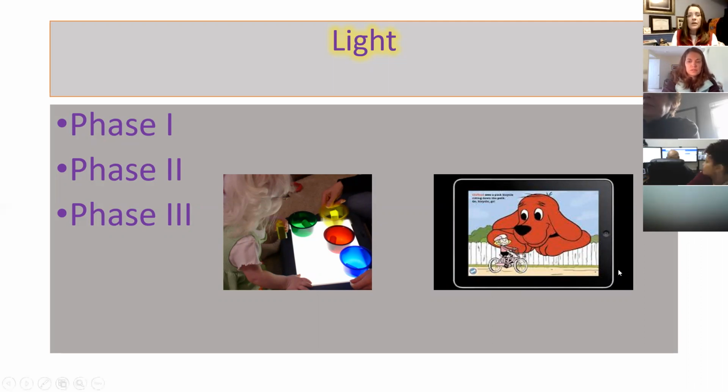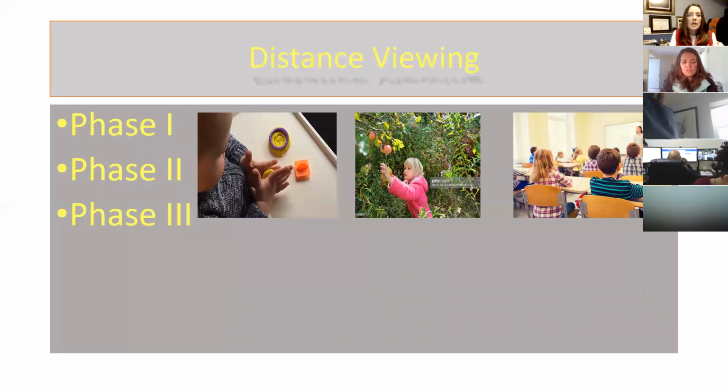And then over here with Clifford and Emily Elizabeth, we're using this backlighting to support visual attention to the 2-dimensional materials that are on there. And if it's a phase 3 student, we're hoping that this student is now going to tell us about Clifford and about what Emily Elizabeth is doing and be able to interpret that information. And then we're going to move on to distance viewing.